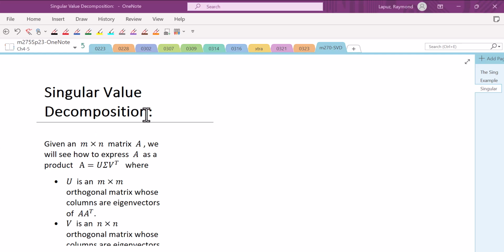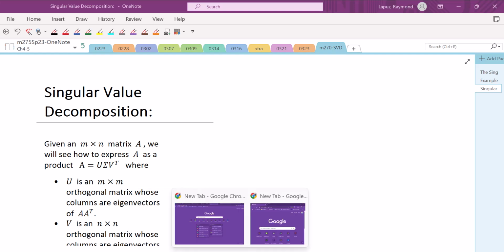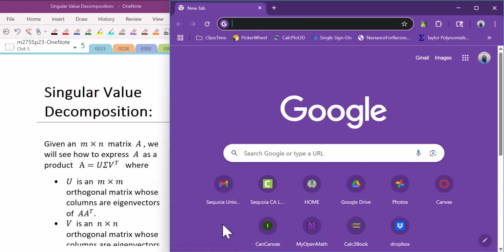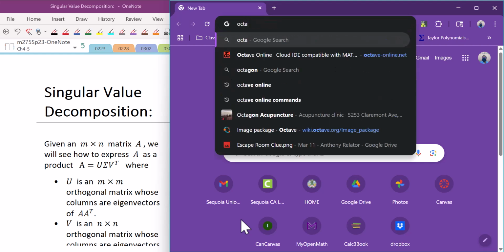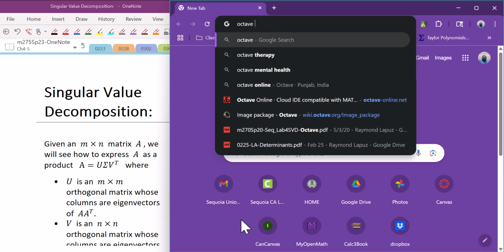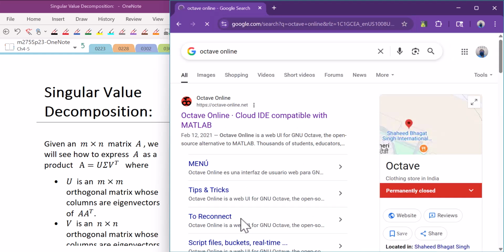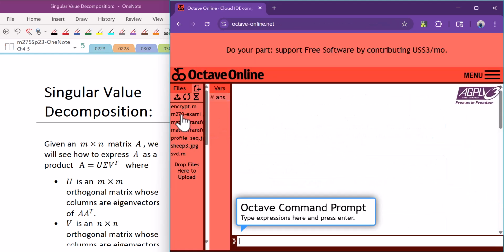Hello, this is a continuation of the singular value decomposition work that we did earlier, and I wanted to use a program to find this for us. The program we're going to use is called Octave. If you type Octave online, it'll search it out, and the first one should be octave-online.net, and that's going to be the program that we're going to use.